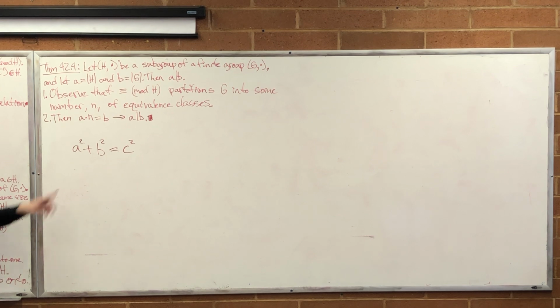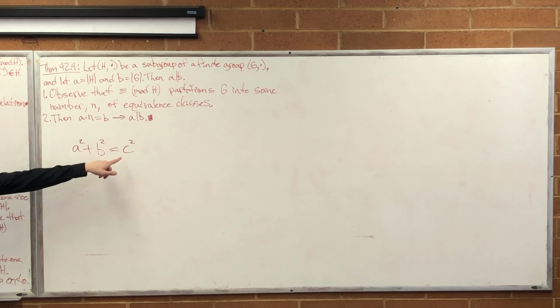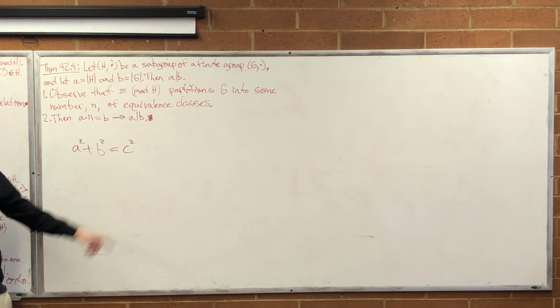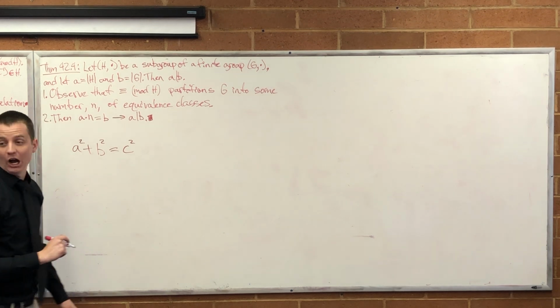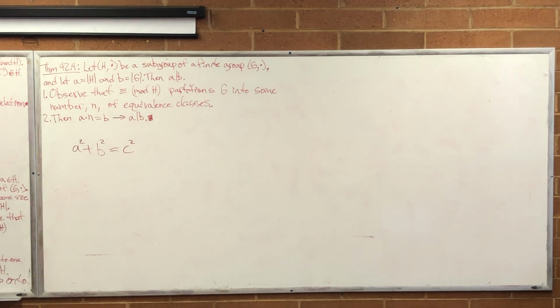3, 4, 5. You're telling me 3 squared plus 4 squared equals 5 squared? You're saying 9 plus 16 equals 25? Yes. Oh, you do know. Okay, so you were able to do it when I put 2 there.